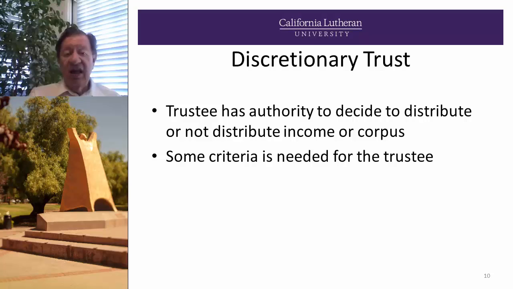A discretionary trust has the authority to decide to distribute or not distribute income or corpus. Some criteria is needed for the trustee. Several comments on this one. First of all, it goes by various names. It does allow the trustee to make decisions, and that, of course, is where the general power of appointment issue comes up, because they could, under a general power of appointment, be able to make the benefits go to themselves. So it's something that's quite common in life, and certainly should trigger the question of whether or not there's a GPA involved if it comes up with a client or a test.